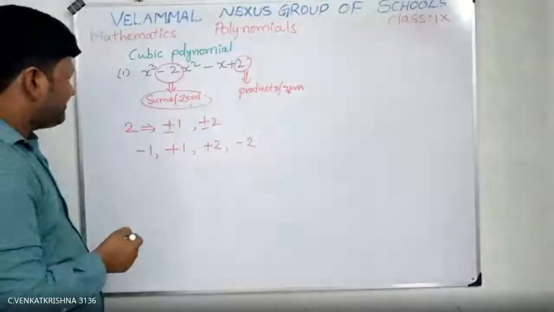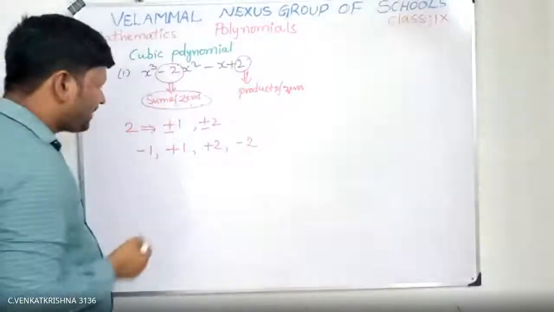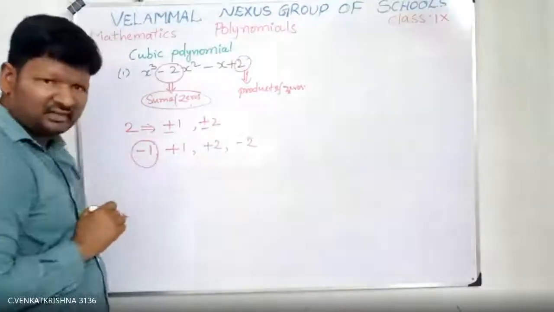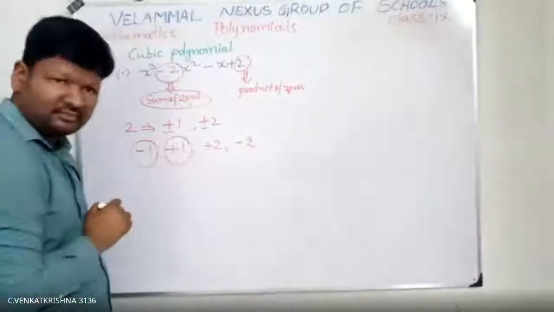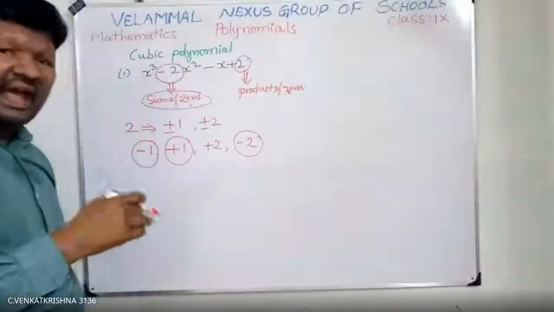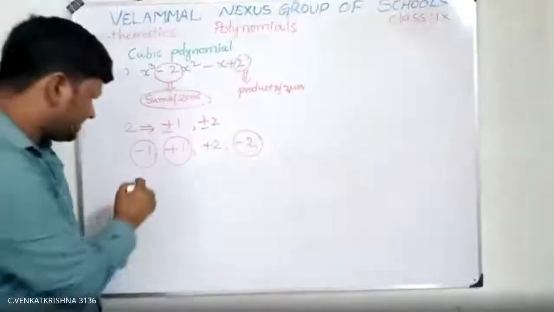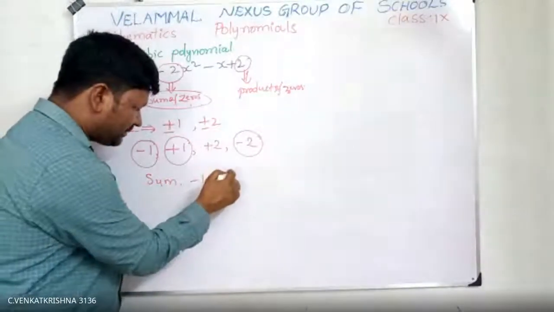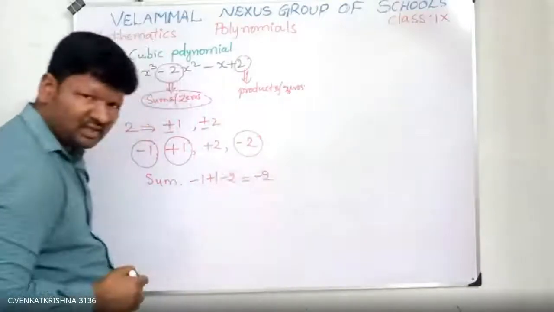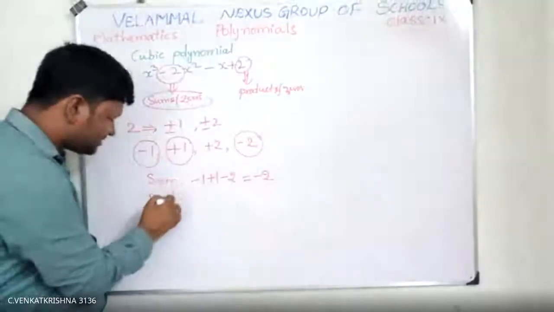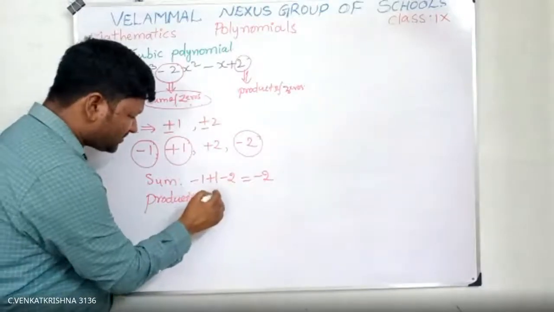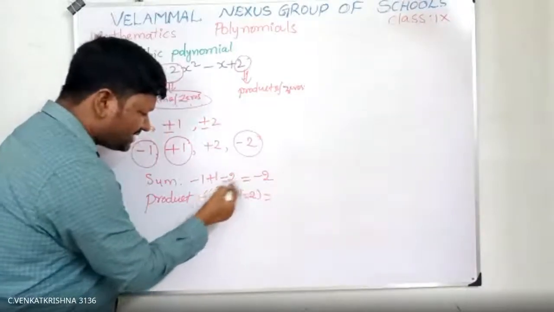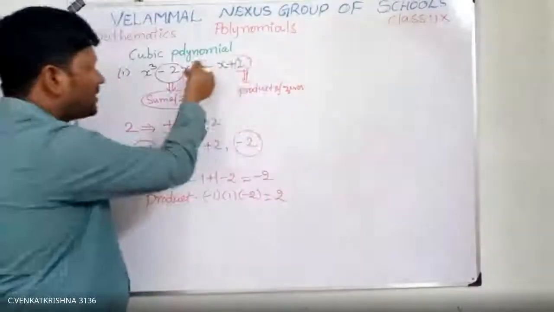Okay. For example, I will select, I want minus 2, so I will select minus 1, plus 1, minus 2. If I add these 3 numbers, what is the result? Sum. Here sum is minus 1, plus 1, minus 2. Sum is minus 2. Then if I multiply, product is how much? Minus 1 into plus 1 into minus 2. So 1 ones are 1, minus into minus plus 2. Yes, our condition is satisfied.